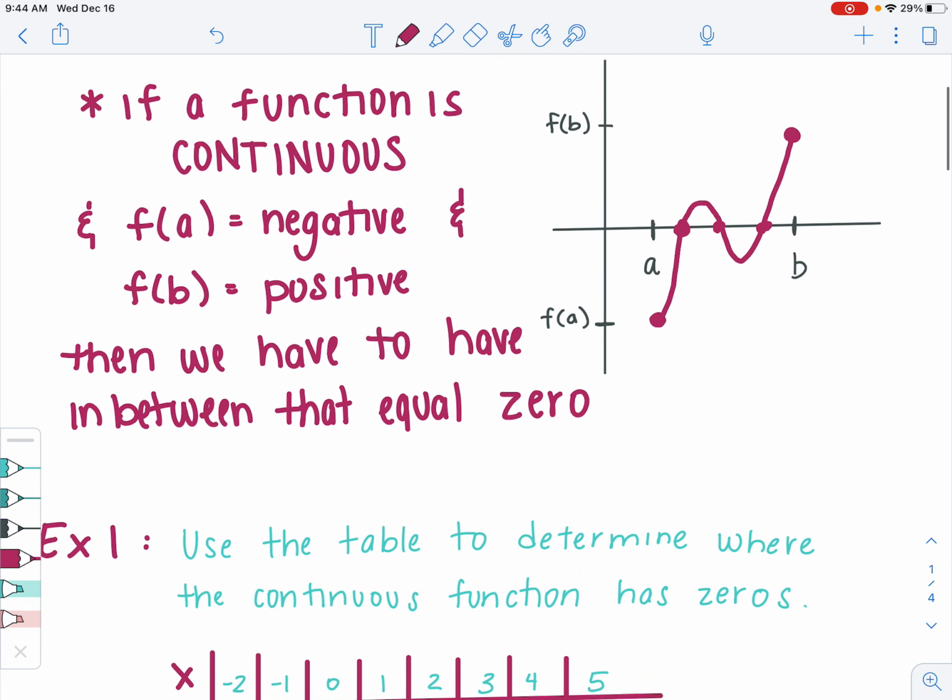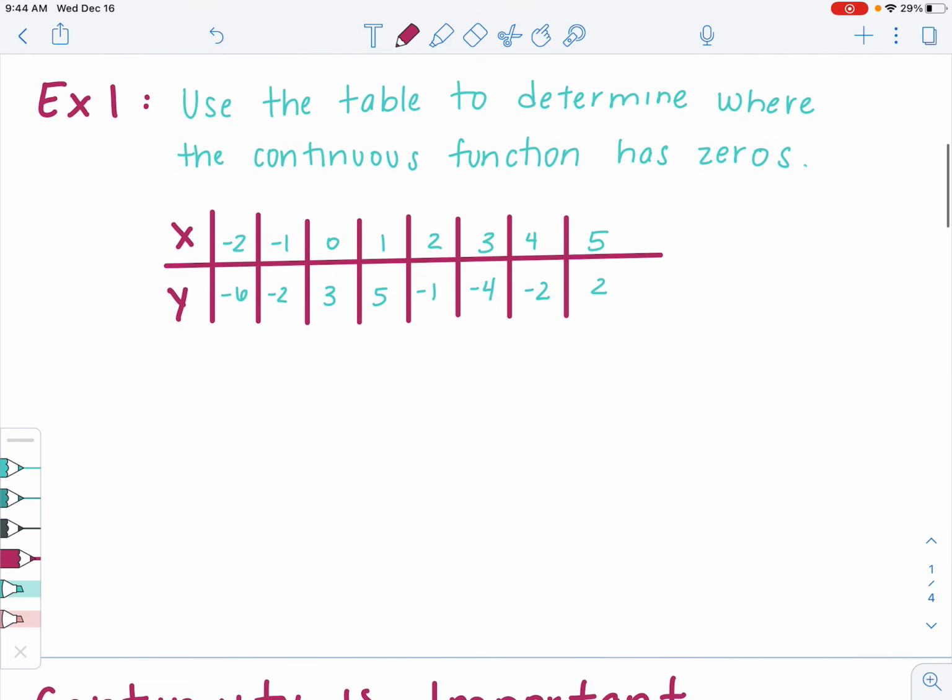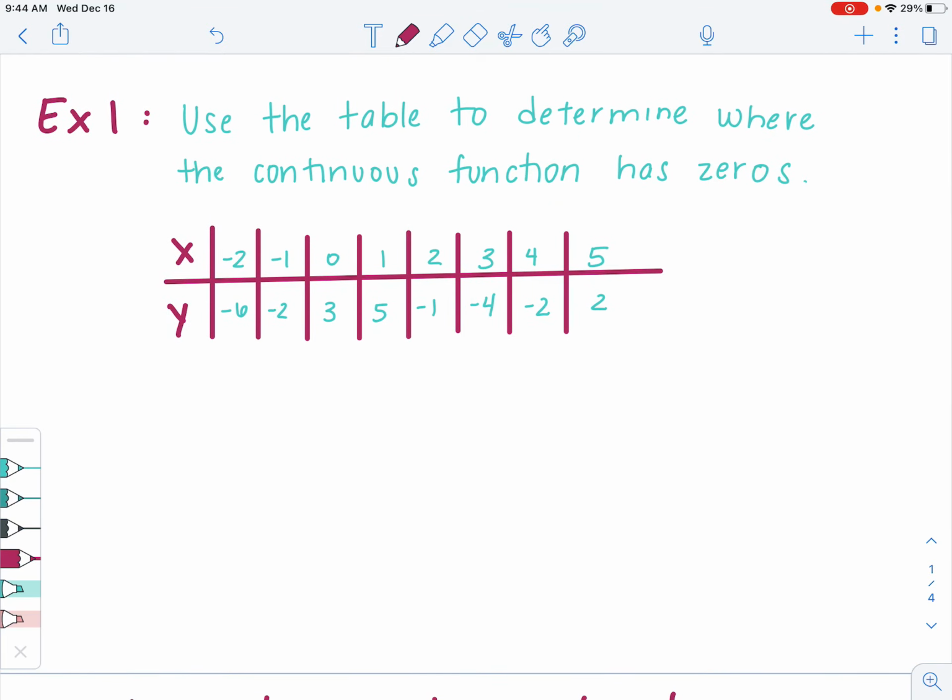So what this looks like is I could ask you to use the table to determine where the zeros are in this continuous function. So basically, I want to look to see where my y values are switching from positive to negative. So when I look at this table, my x values don't matter because that's just my location on the graph. It's my y values that I care about. My y values are telling me if I'm switching over from above the x-axis to below it or vice versa. So I'm just going to look and say, okay, from -6 to -2, I'm still in the negatives, not enough information to tell. But from -2 to 3, I'm going from below the x-axis to above the x-axis. So I have to have a 0 there. From 5 to -1, I have to have a 0. And then from -2 to 2, I have to have a 0.